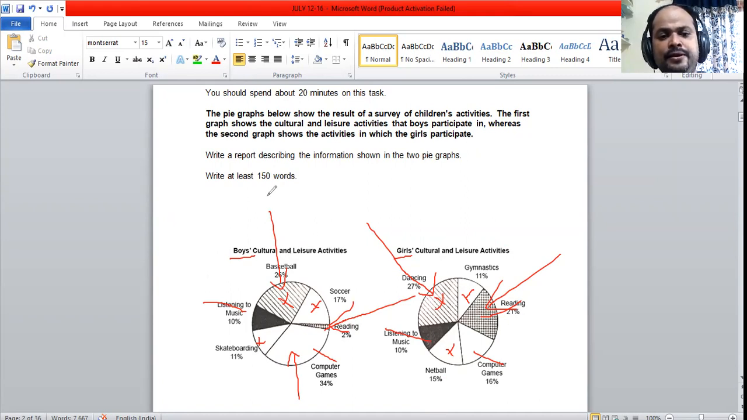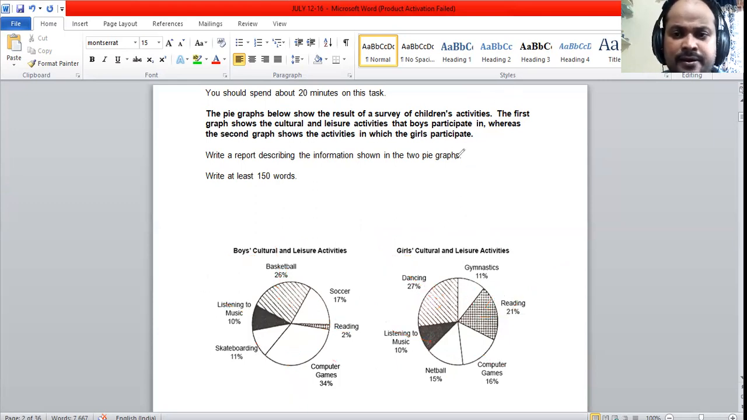So when we report this, you need to summarize the main points. The main points should be included. We need to make comparisons wherever you think it is relevant. Let's look into that in detail, what exactly the answer for this question looks like.